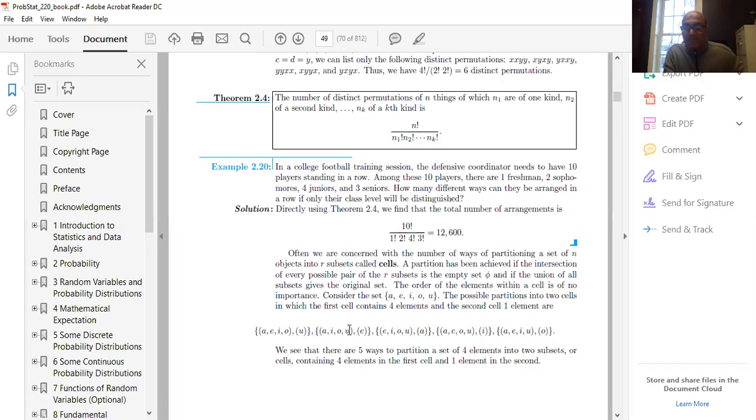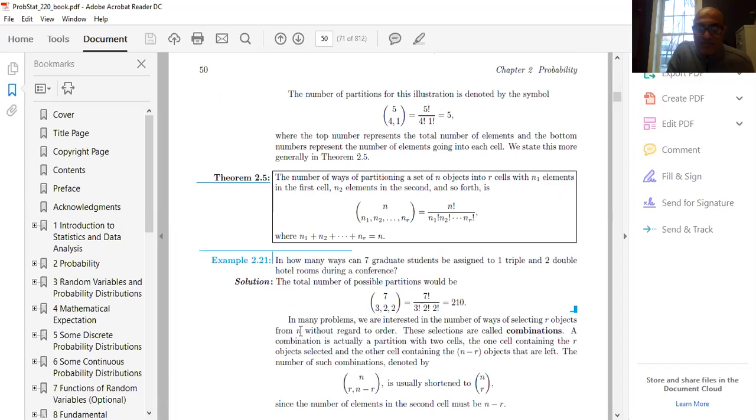Now we are concerned with the number of ways of partitioning a set of n objects into r subsets, and that is called a cell. So I have one cell over here that contains four elements, another cell that contains one element. That means out of five, one cell has four, another cell has one. So I would say it is 5 and then 4 and 1. If you write in terms of factorial, it is 5 factorial over 4 factorial and 1 factorial.